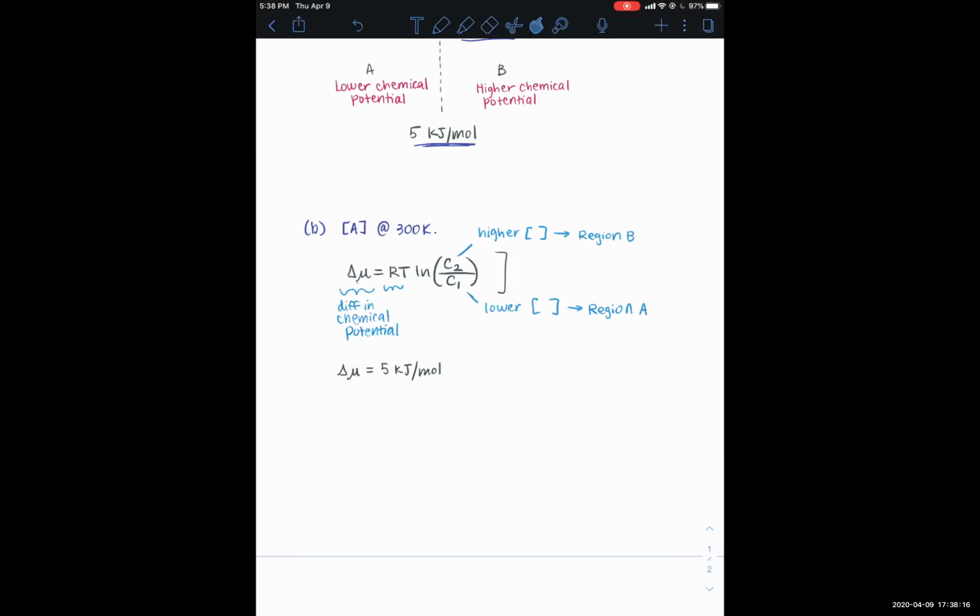Are there any questions about that? For RT, would we just use 2.5 kilojoules per mole? Yeah, you can use the shortcut you're given because it's assumed to be at 300 Kelvin. Thank you.